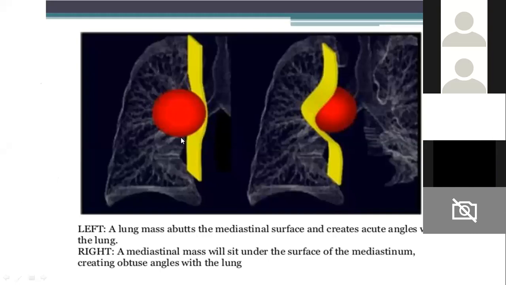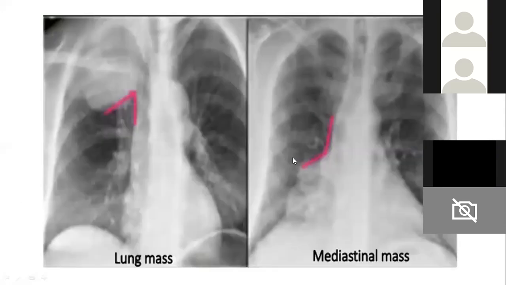So any lung mass, this is from Radiology Assistant, this image, any lung mass will indent the mediastinum and form acute angles, and any mediastinal mass will indent the pleura to form obtuse angles. So this is how we can differentiate. Another example, there is a mass lesion here and it is forming acute angles. So this is a lung mass, and here it is forming obtuse angles, this particular lesion. So it is likely to be a mediastinal mass.